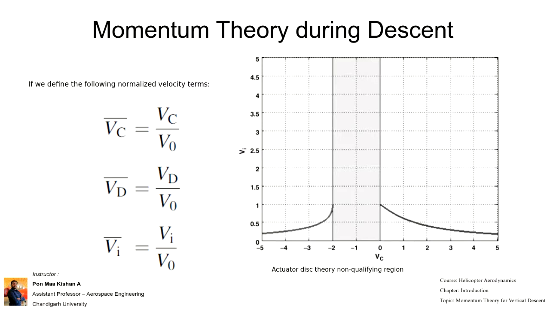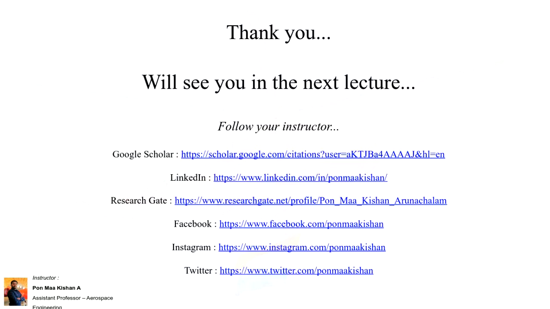Some of the factors: VC is the climb velocity divided by the induced velocity during hover. This is the descent velocity over the induced velocity during hover. This is also correspondingly towards the hovering condition, so we say it is non-dimensionalized. Wherever the bar is indicated, it is non-dimensionalized. So that is today's session on momentum theory for the hovering condition.